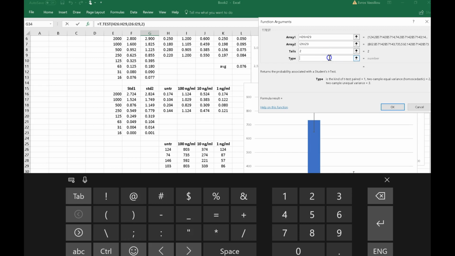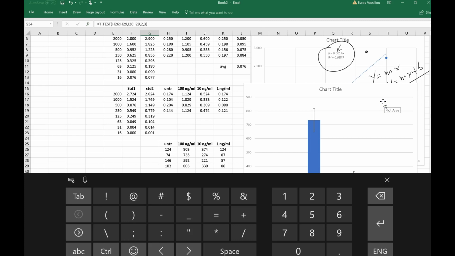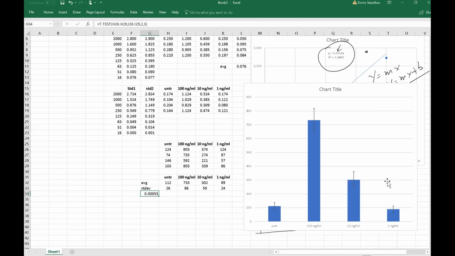And the last question I would answer is the type. This question refers to the variance. Even though I didn't calculate the variance, looking at my standard deviations, I see that they are different from one treatment to the other. So I'm going to select the unequal variance, which is basically number 3. It's describing here: is your 2 sample equal variance? Then put 2. Is it unequal variance? Then put 3. It's a little bit overkill, but you get the idea.